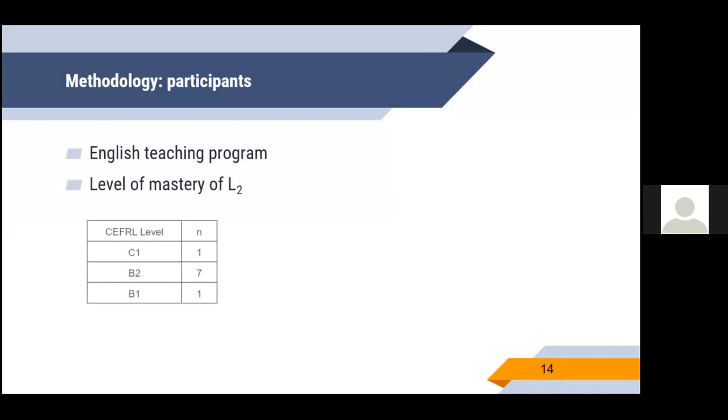Now, I would like to make a reference to the methodology. This study involved the participation of 9 participants. All of them were students in an English teaching program. Yeah, 9 participants, I said. And their level of mastery of the L2, English in this case, was varied. There was one student who had a level of English equivalent to C1. There were 7 participants who had a level equivalent to B2, and there was one who spoke English at level B1.